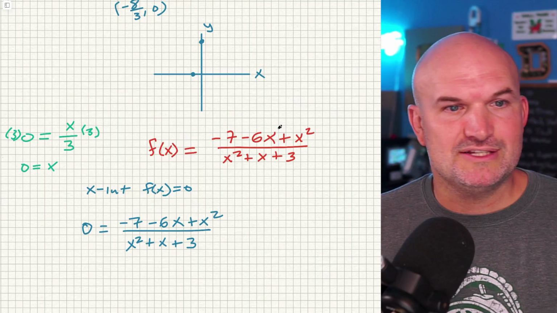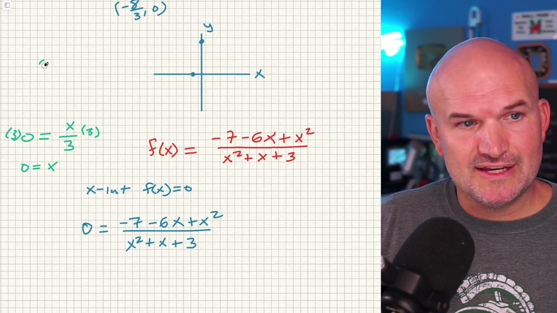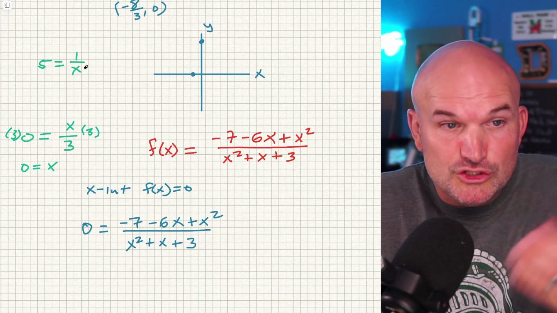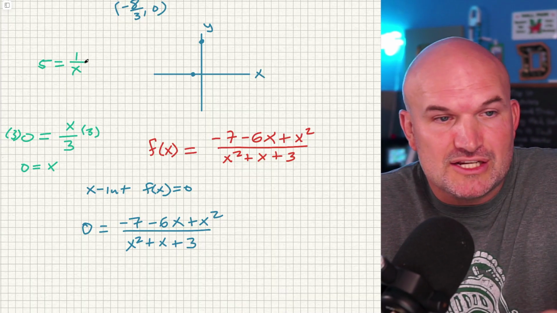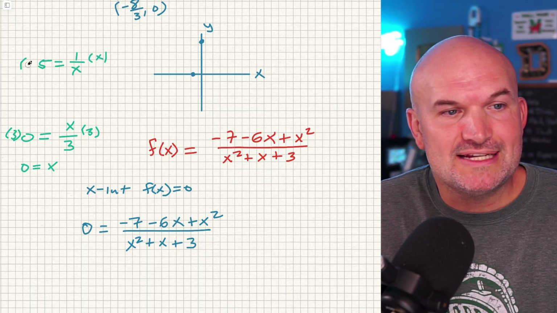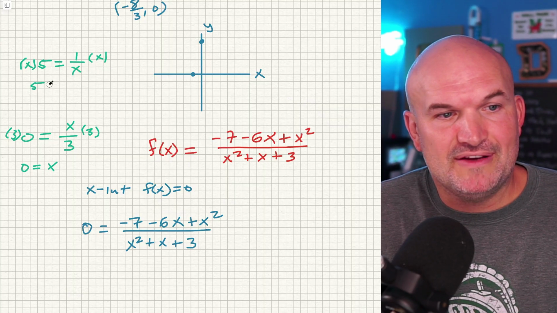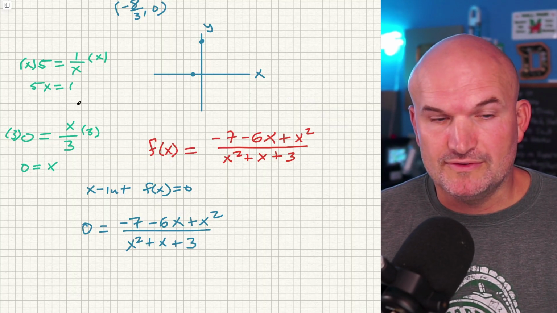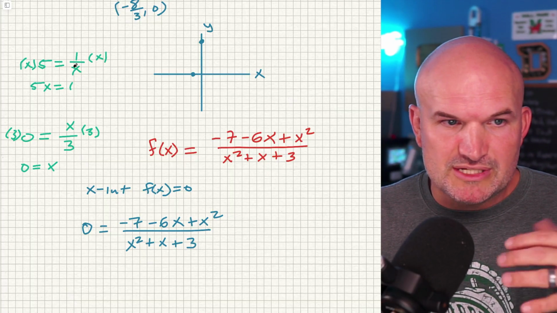Or if you want to think about it this way, if I had like 5 is equal to 1 over x, how do you solve for x? You got to get x off the denominator. How do you get x off the denominator? Multiply by an x on both sides. Now I have 5x is equal to 1, and now I can use my inverse operations to go ahead and solve, right? So what we're going to do is apply that thinking.